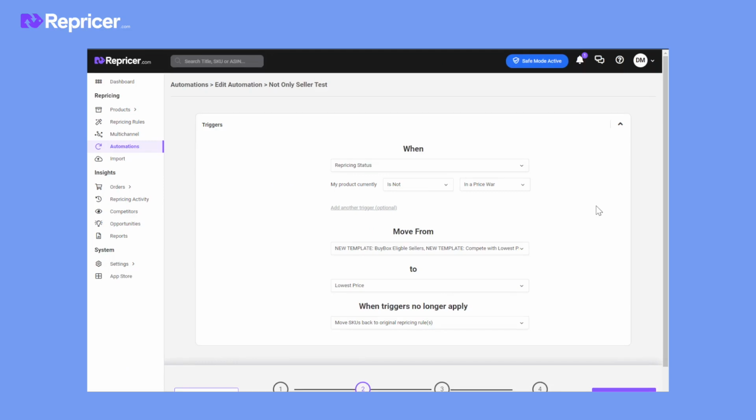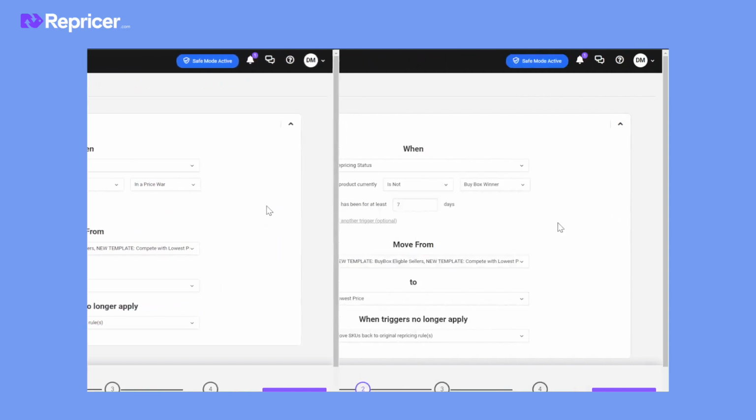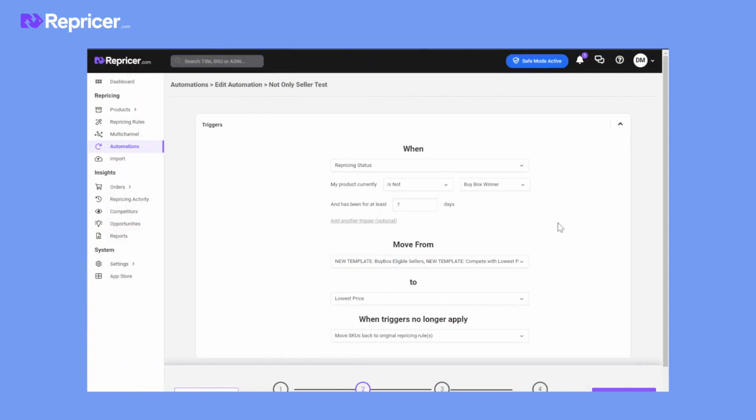With automations, you can have Repricer move your products between repricing rules automatically based on your chosen criteria. For example, you can set Repricer to move your rule if you haven't won the buy box in the past 7 days to another rule to make you more competitive.